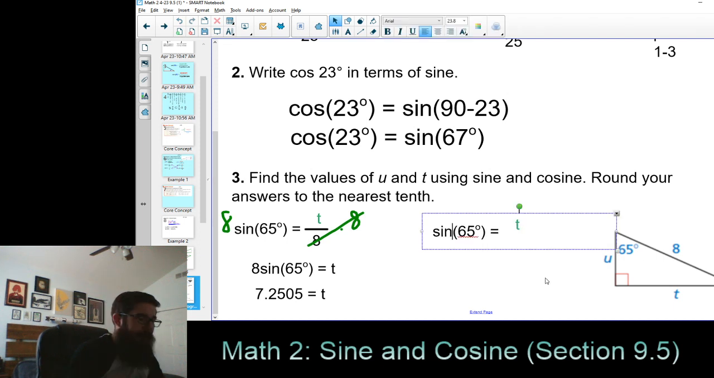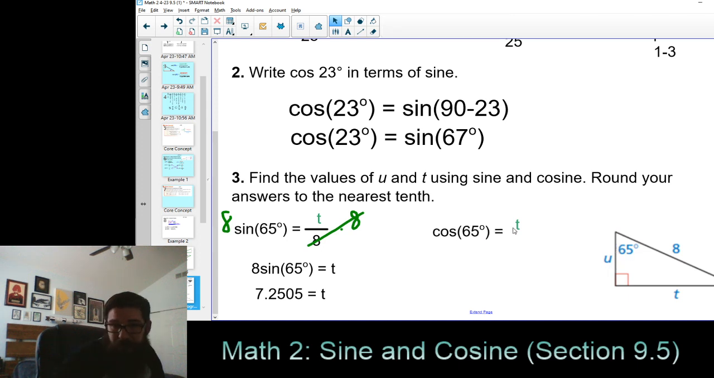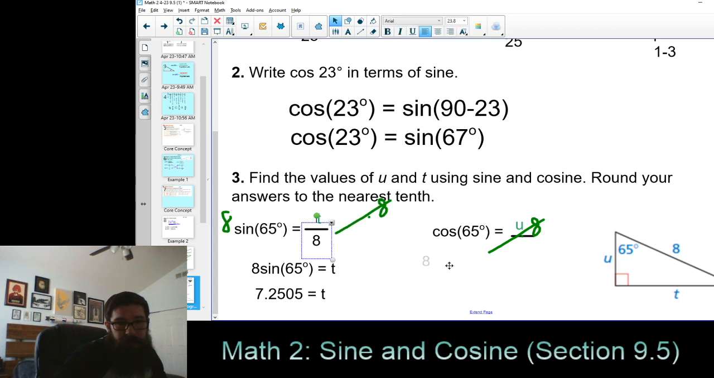Relative to the 65, u is the adjacent side, so I'm going to switch to cosine, still of an angle, is my adjacent side, which is u, divided by, oops, the hypotenuse, which is still 8. It's not dragging my 8 over. Come on.